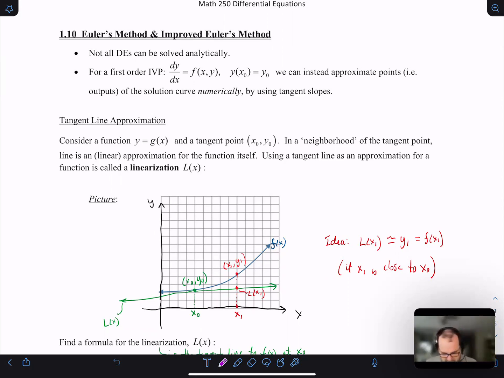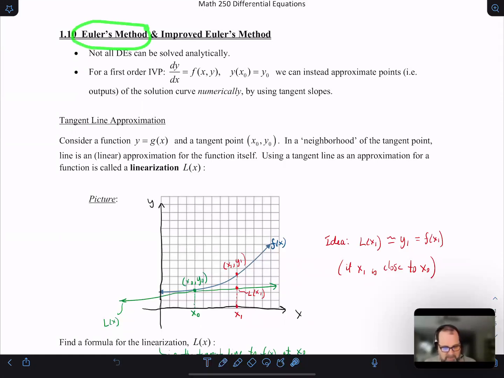So the point here is that there are lots of DEs that cannot be solved analytically by the methods we've discussed, or methods we haven't discussed. Some of them aren't convenient to be solved analytically. But generally there are what we call numerical methods that we might be able to use. So this is an example of it.